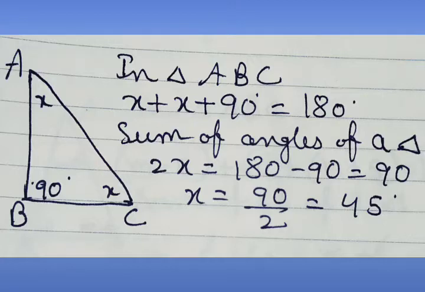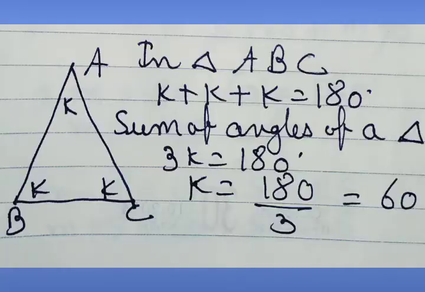Now next subpart 2. Again you name the triangle. Then you write in triangle ABC, x plus 90 is equal to 180 degree. So 2x equal to 180 minus 90 equal to 90 degree, and x is equal to 90 by 2 equal to 45 degree. Now in subpart 3, again you name a triangle ABC, and then k plus k plus k equal to 180 degree. So 3k equal to 180 degree, and k is equal to 180 divided by 3 equal to 60 degree.